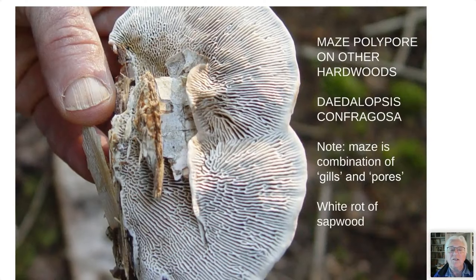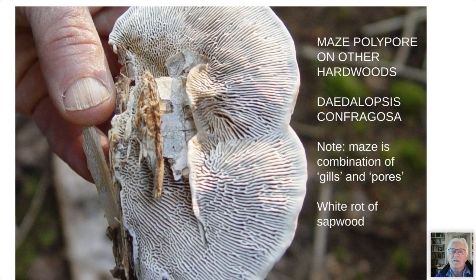There is one which is somewhat similar. The oak maze mushroom is maybe a half inch thick. This is maybe a quarter inch thick. The oak mushroom, Daedalea quercina, causes brown rot. This causes a white rot of the sapwood. And this is Daedaleopsis confragosa.